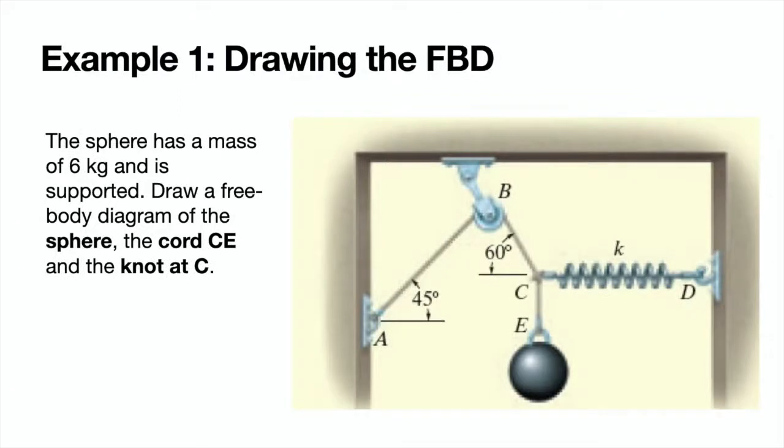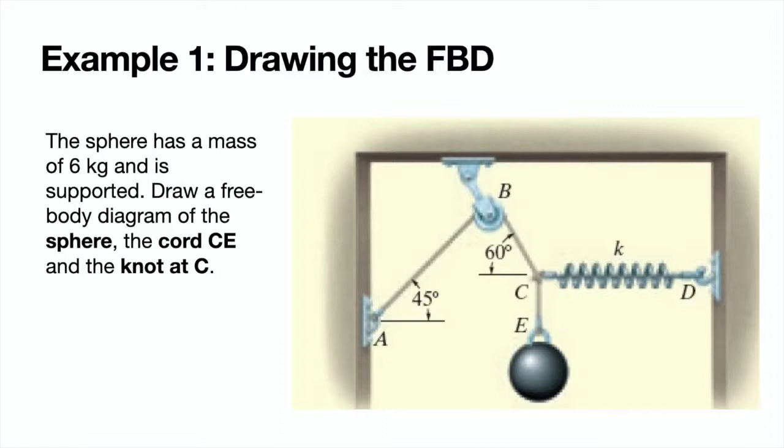Okay, now let's look at this example. In this example, you are given a system with so many different configurations and you are required to draw the free body diagram. If you notice, in this figure, you have a spring, you have a pulley, and then you have a hook, and then you have a sphere, like a bowling ball over there. So there are so many things going on, and how do you draw the free body diagram of a combination consisting of so many components?